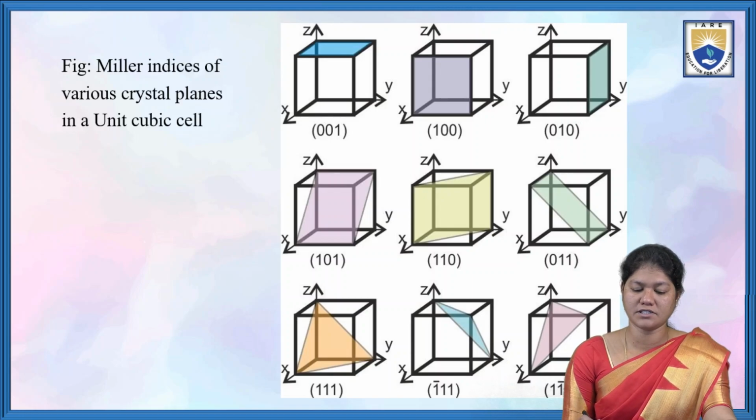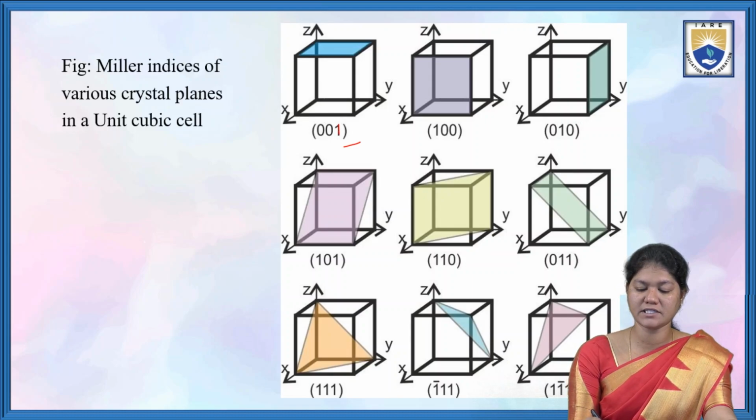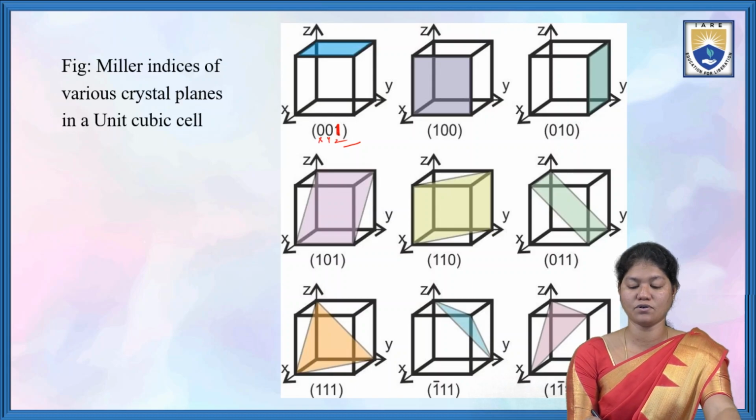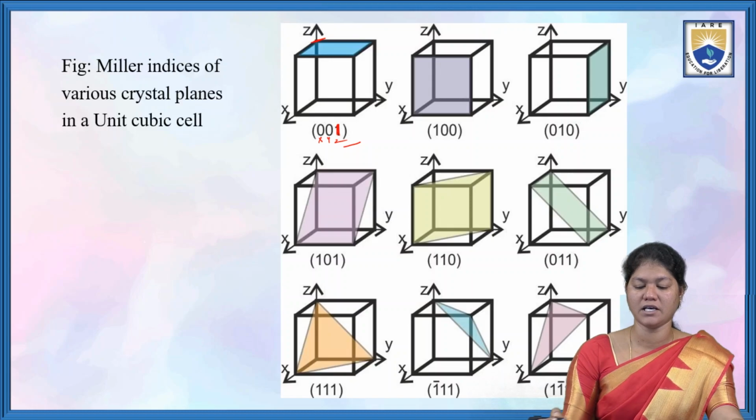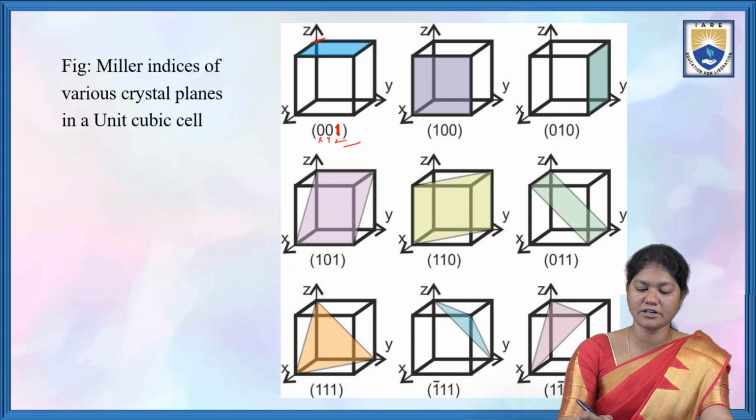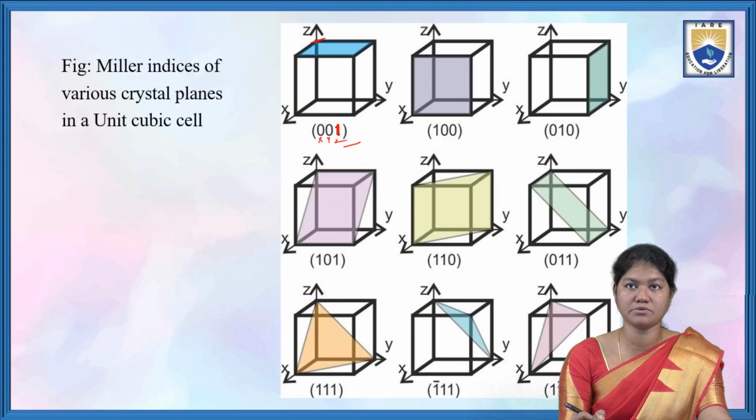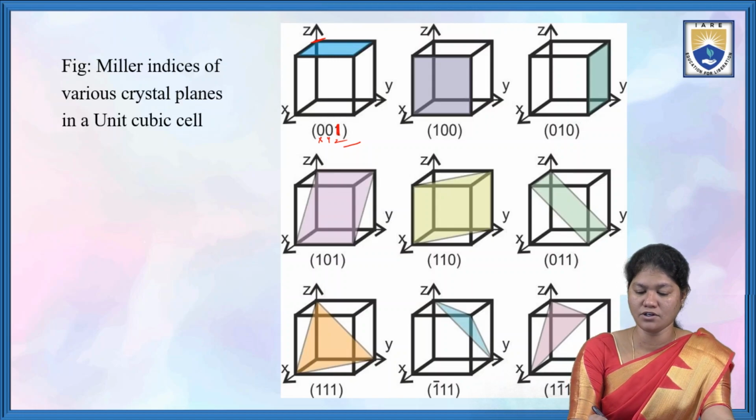Various crystal planes in a cubic unit cell. Suppose here X, Y, Z, this is a cubic unit cell. Here we have taken the 001 plane, so that it intercepts at the Z axis. On the Z axis the interception is 1, and there is no interception on the X axis or Y axis. So this is the plane we are taking.